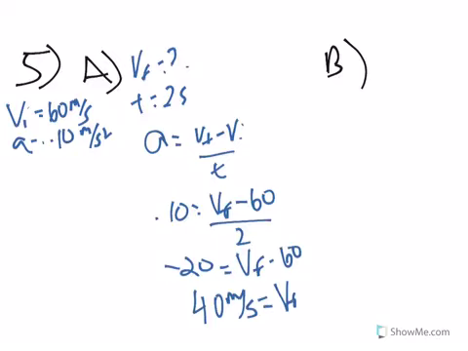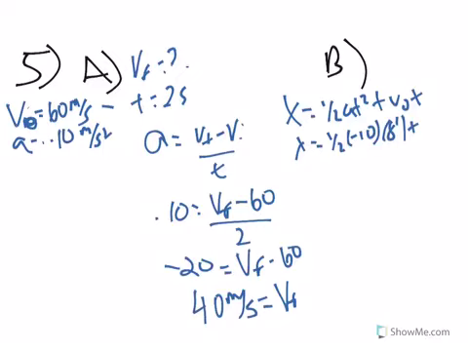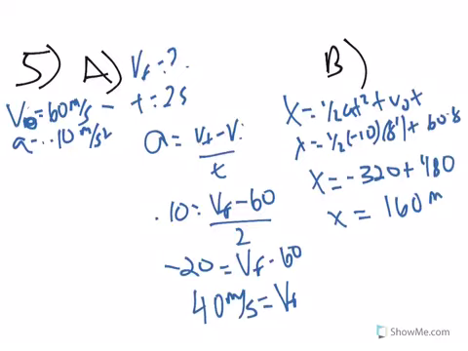Question B says, where is the ball after 8 seconds? Where is a position formula. So we're going to use x equals 1/2 at squared plus v naught t. Notice that we have a v naught, so we do have to plug in that number. So x is equal to 1/2 times negative 10 times 8 squared plus 60 times 8. If we solve, we get negative 320 plus 480, and x is equal to 160 meters.